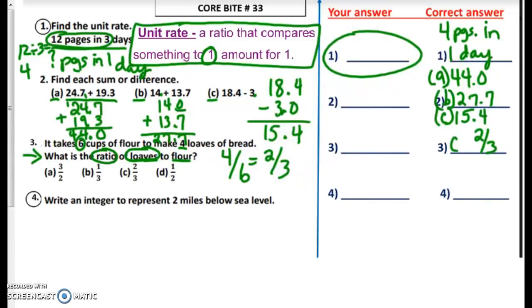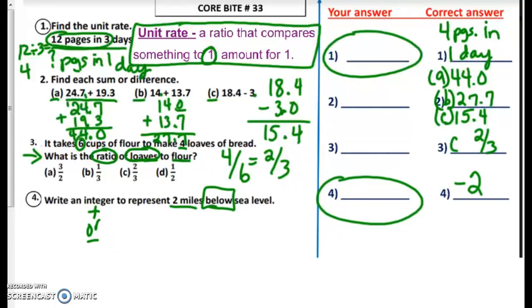Number 4, you should not need a hint because we've done several like this. So pause your video and answer number 4. Now that you have answered number 4, check your answer and it should be a -2. It said write an integer, that's a positive or a negative number, to represent 2 miles below. That was your key word. That indicates a -2 instead of a +2.